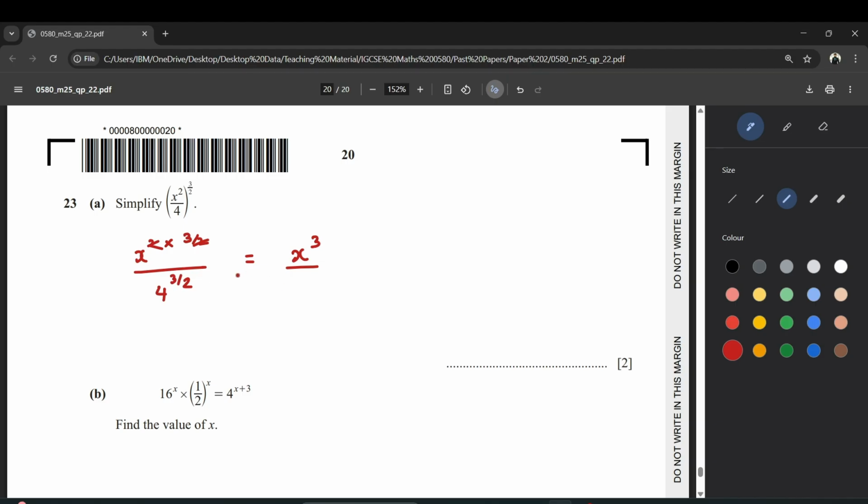Now over here, what we can do is, 4 to the power of 3 upon 2 is actually 4 to the power of half, and then whatever the answer is, that will be cubed. 4 to the power half is the square root of 4. Square root of 4 is 2 and 2 cubed is equal to 8. So our answer is going to be x cubed upon 8.